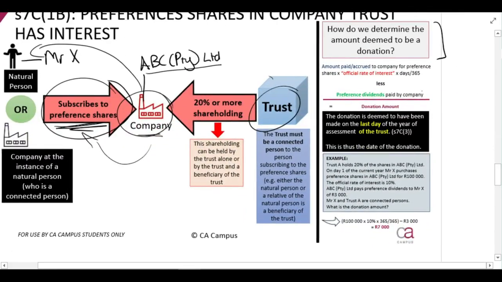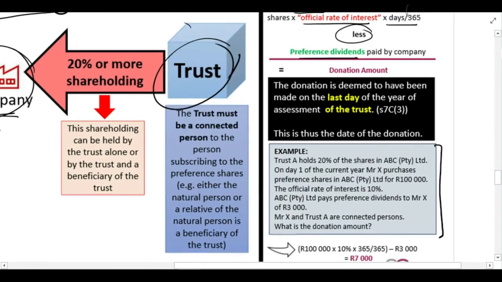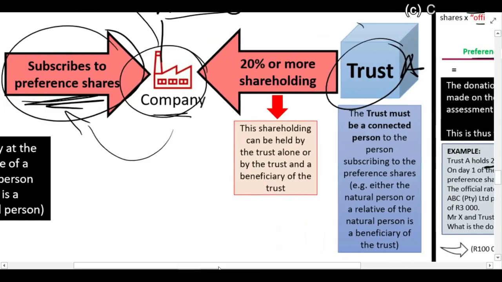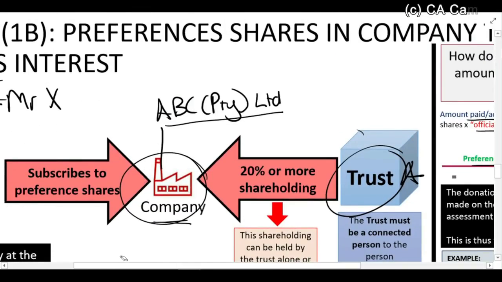So, how would you determine the donation? It's the amount paid times the official rate of interest times the days over 365, less the preference dividends paid by the company. So here's my example, and you'll see I've deliberately used the same amounts so that you can understand the two examples. So Trust A holds 20% of the shares in ABC Pty Limited. ABC Pty Limited is this company over here.